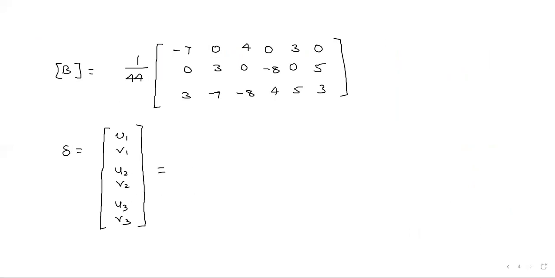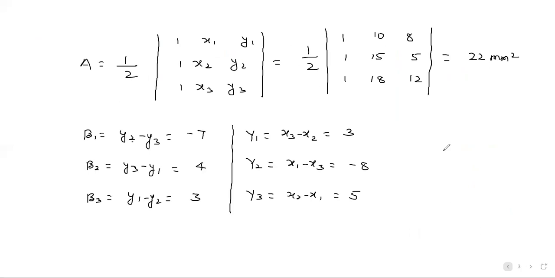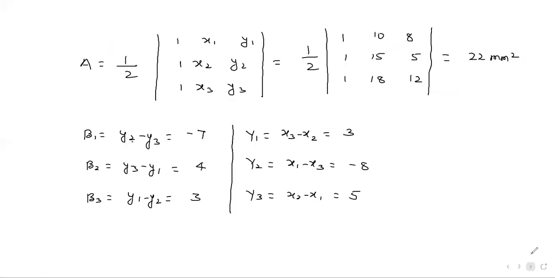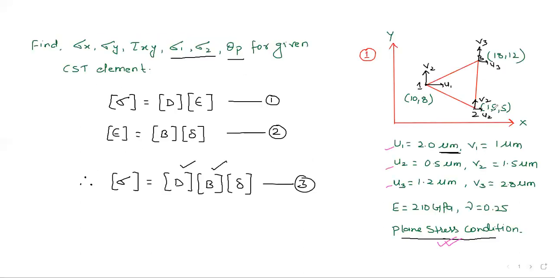Just put all the values that are given. Remember one thing: the values are given in micrometers, so convert them into mm, because everything else is in mm. The area we calculated is in mm square, and we are taking the coordinates also in mm. So 0.2 micrometer is given, just convert it into mm.